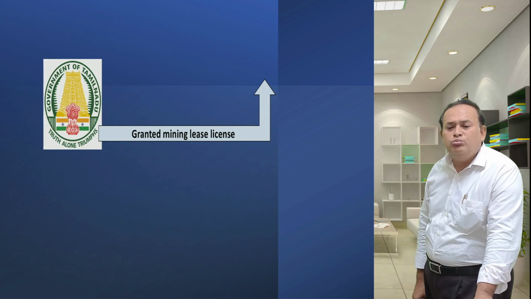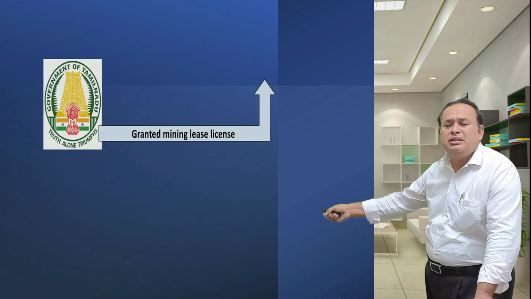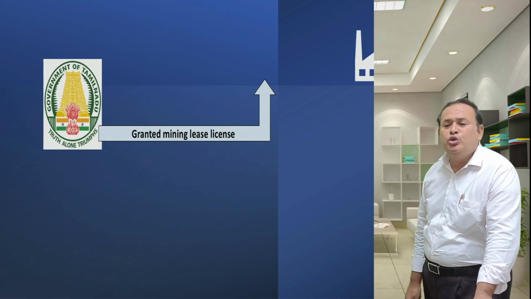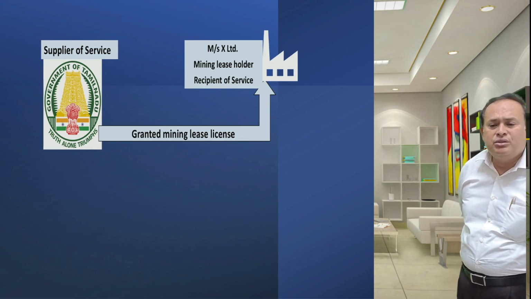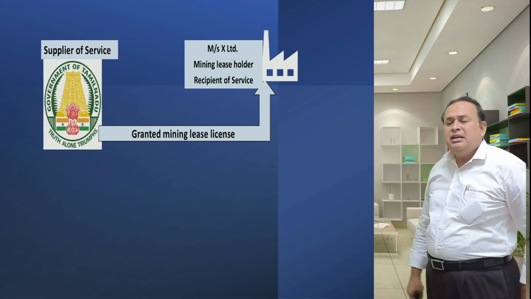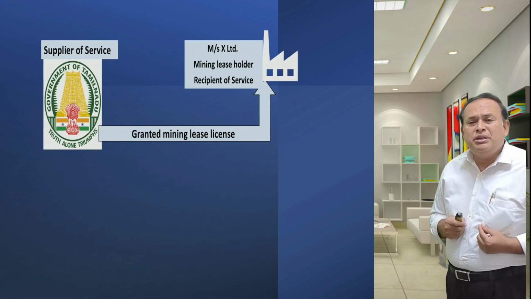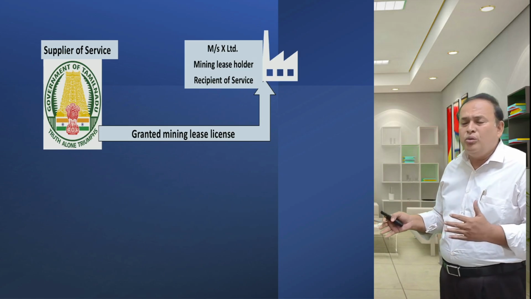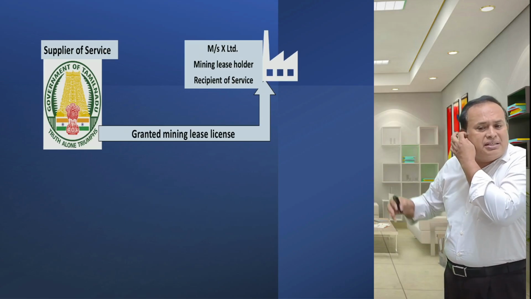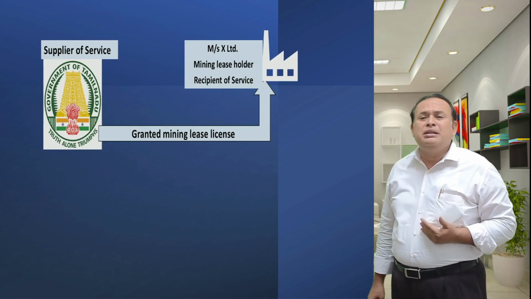State Government of Tamil Nadu granted a mining lease license, because the state government has the right on mining, and that right has been given on lease basis to a particular company called X Limited. X Limited got the license because it is the highest bidder. The state government said, okay, X Limited, you extract minerals or coal, whatever may be, from the given area. License has been granted. Supplier of services: state government. X Limited, a business entity: recipient.